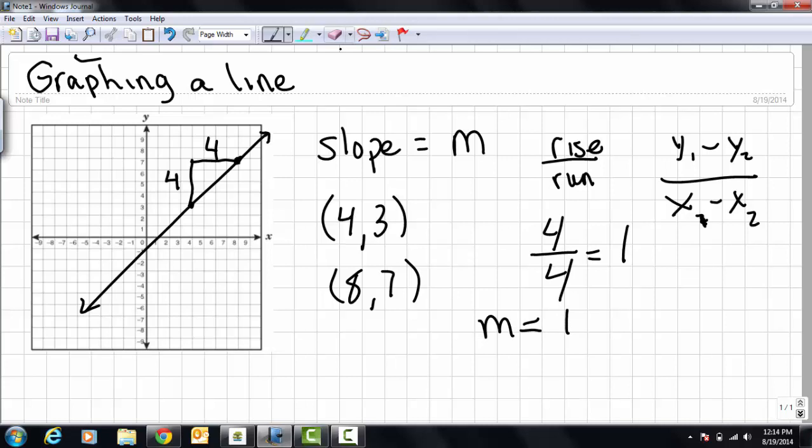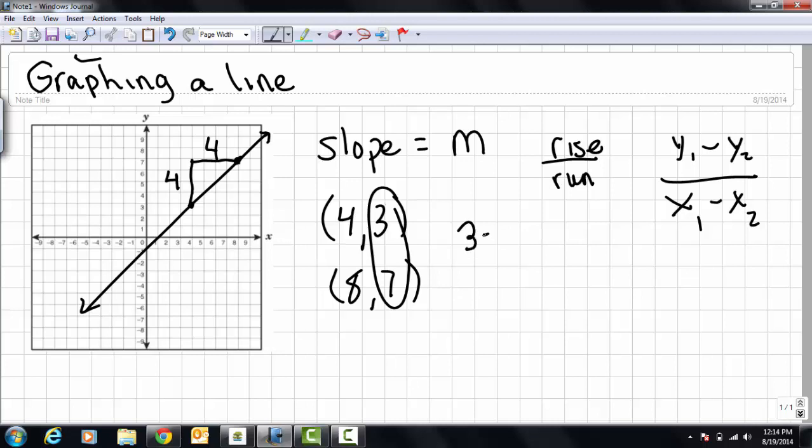Now, if I'm not counting, I can actually use this formula right here. I can plug my y coordinates in to figure out what's my change in y, or my rise. So I can do 3 minus 7. And then on the bottom, I'm going to do my change in x. So 4 minus 8. And so here I get a negative 4 over negative 4, which is a positive 1.